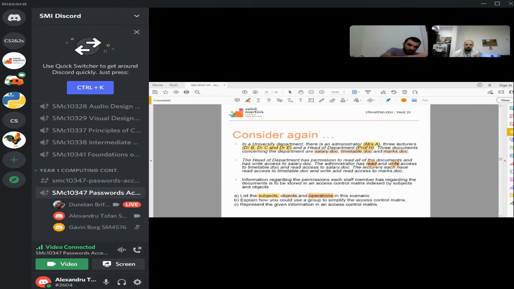So that will also help. And the main answer here had to be the idea of the lecturers. Since you've got three subjects with the same permissions, we put them in one group to make it simpler.